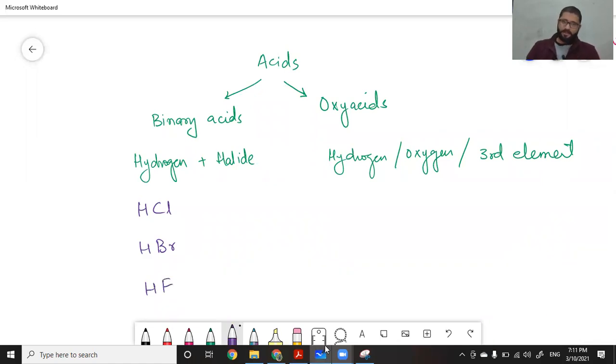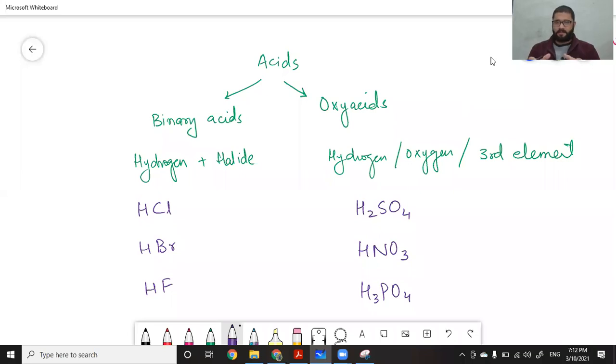In case of oxyacids, if I give you the example of H2SO4, look, this one contains hydrogen, oxygen, and the third element, that is sulfur. And HNO3, this is nitric acid. Over here, it contains nitrogen, hydrogen, and oxygen. And H3PO4, phosphoric acid, where you can see that it consists of hydrogen, oxygen, and phosphorus.